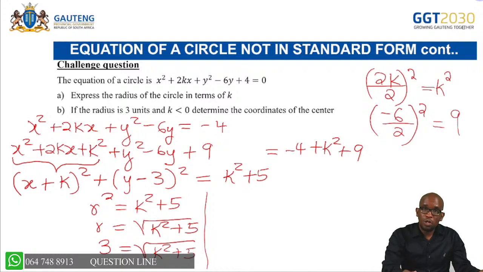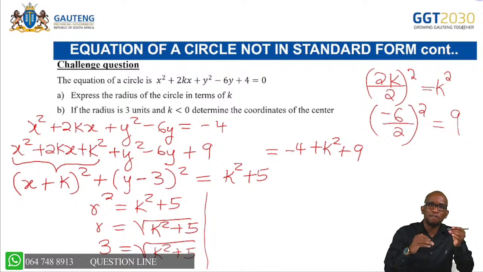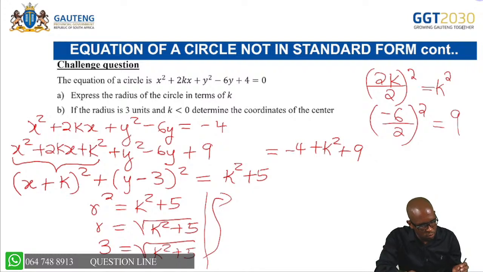Now, we want to simplify this. This is a surd equation. Obviously, in grade 11, you learned that if you have a surd equation, you need to square the left-hand side and square the right-hand side after the surd has been isolated. Now, the surd has been isolated, so we square the left-hand side and get 9. If we square the right-hand side, we get k squared plus 5.